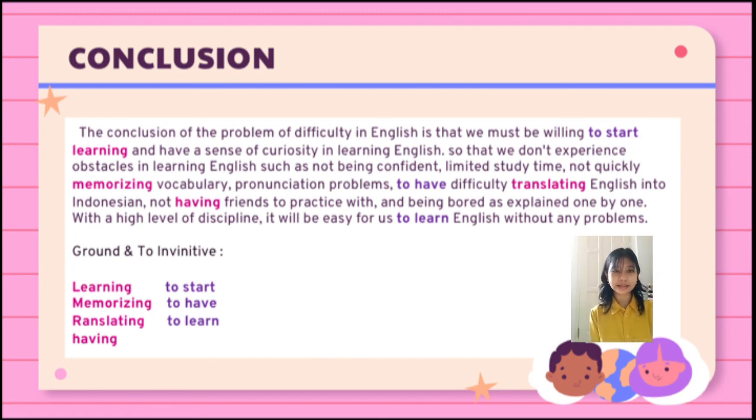The gerunds in this paragraph are learning, memorizing, translating, and having. And the to-infinitives are to start, to have, and to learn.